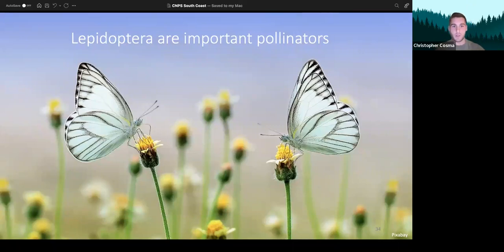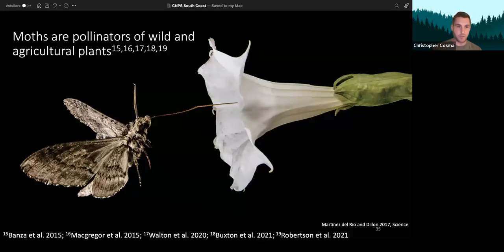And another way Lepidoptera are really important is that they're important pollinators. And so you probably know that butterflies are going around flying between flowers, transferring pollen. So butterflies get most of the credit here, but there is more and more research indicating that moths too are really important pollinators of our wild and agricultural plants. And so some of my research is pointing to this as well.